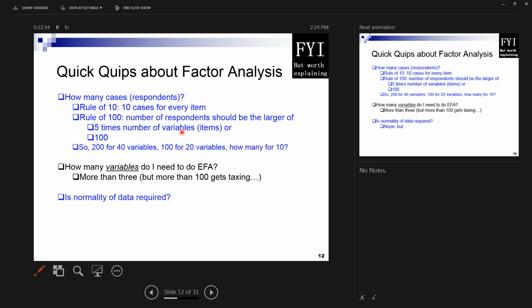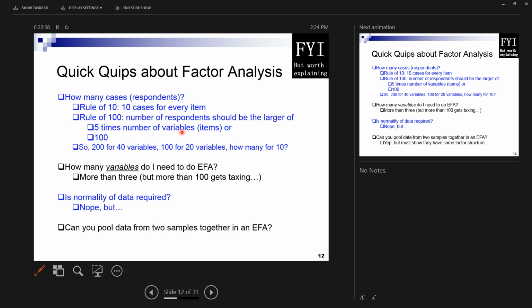Normality of data, not required for an EFA. Not required. But it does run you into issues. If you have highly kurtotic data, it doesn't move, and so you can't find its correlations with other items because there is no correlation. And can you pool data from 2 different samples? Yes, if you do a Levene's test or show that they have the same factor structure.